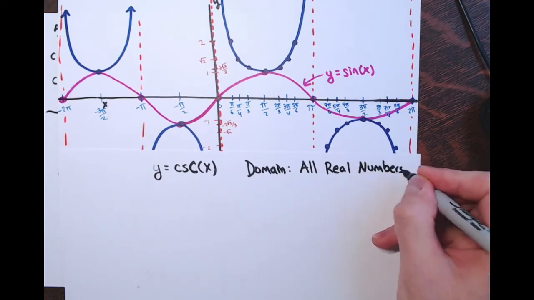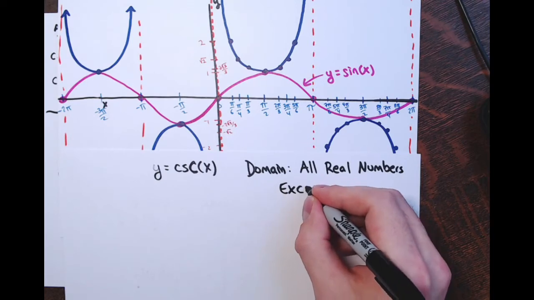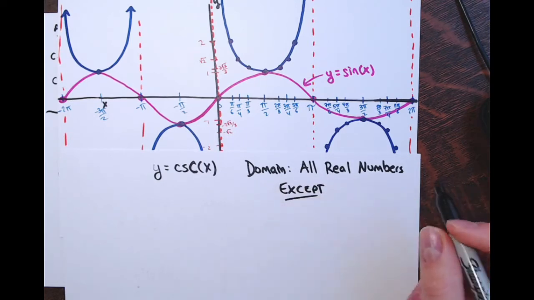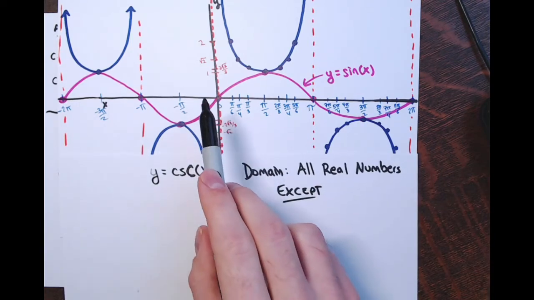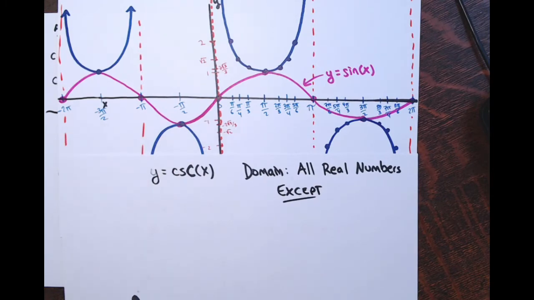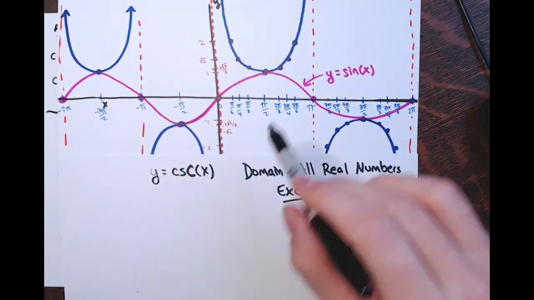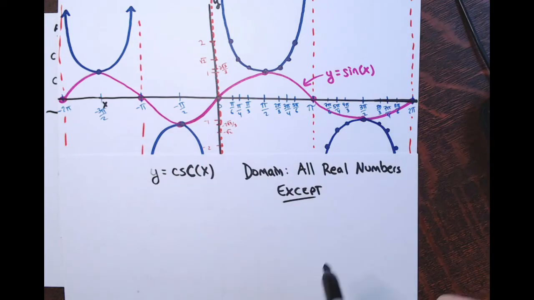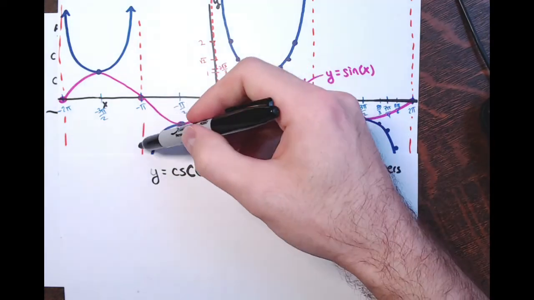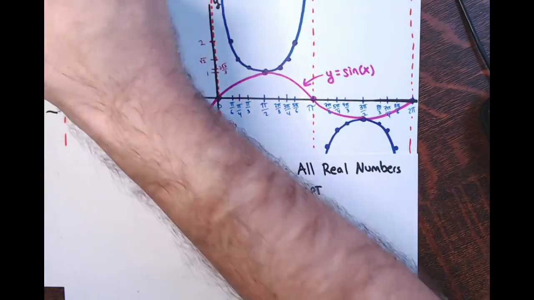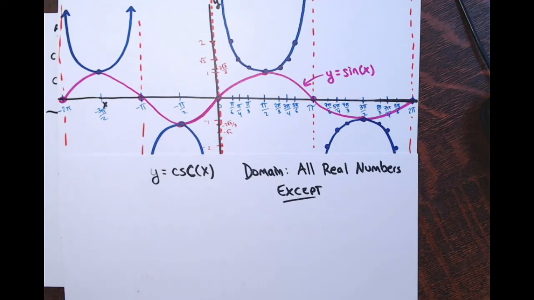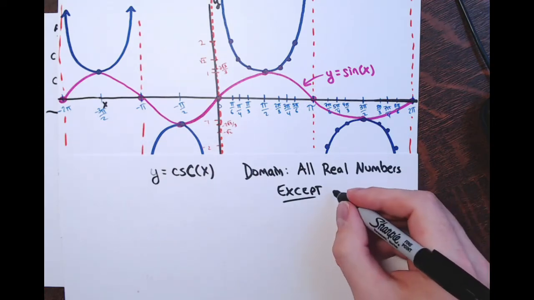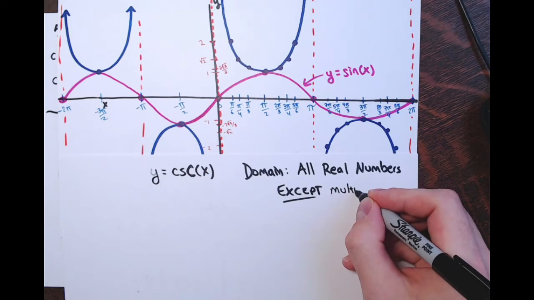All real numbers except, now notice where these asymptotes are, where the cosecant is undefined. At 0, 1 pi, 2 pi, 3 pi, negative 1 pi, negative 2 pi, negative 3 pi, basically every multiple of pi. So except multiples of pi.